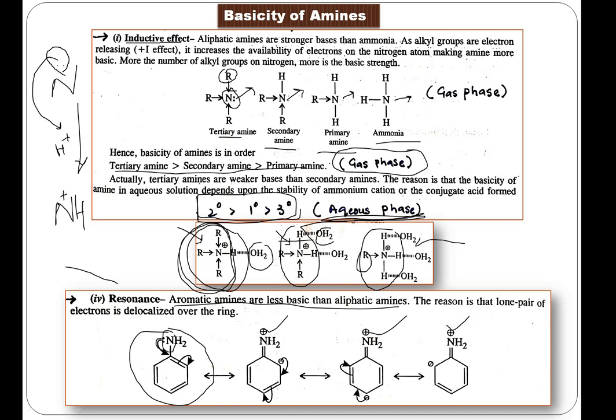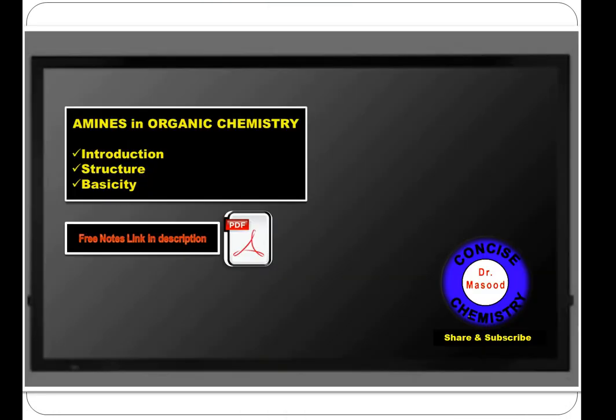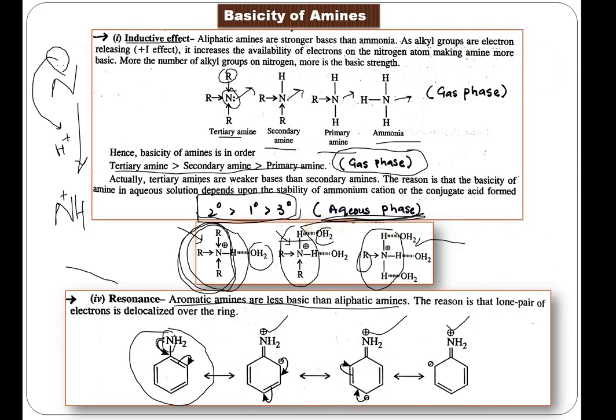So this is all what we had today from the first class of our amines, as the introduction, structure and basicity. I will go to the important portion again. Basic amines are bases because they have this lone pair which is available for the donation, okay? Which is available for donation. Now we have 1 degree amine, 2 degree amine, 3 degree amine, depending on how many R groups are there.